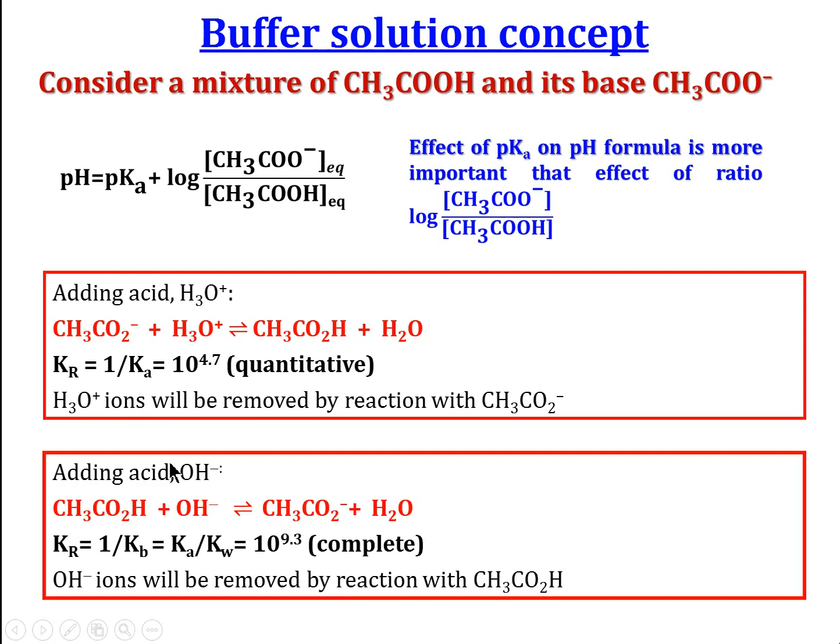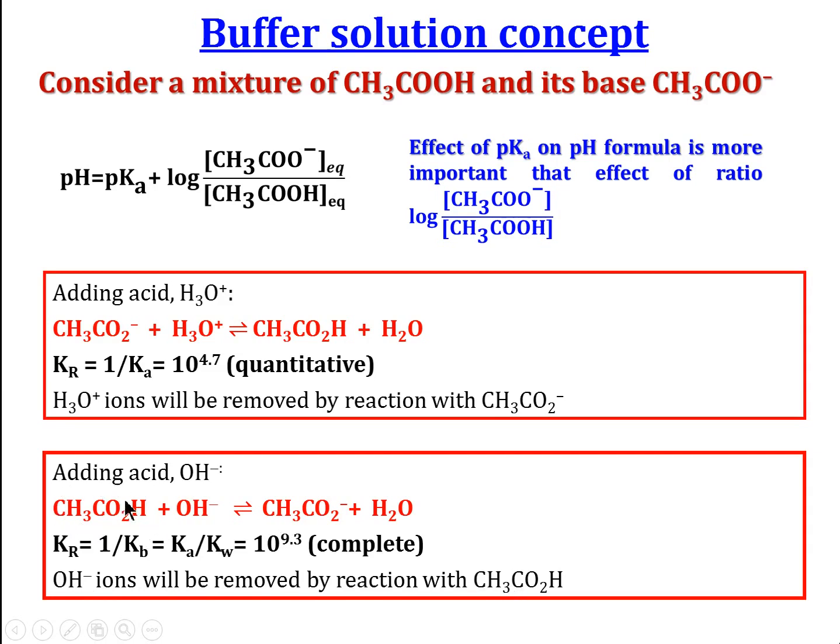What would happen when we add OH- to the buffer solution? In this case, the acid will react according to the following reaction, and K of the reaction is equal to 1 over Kb of the couple acetic acid/acetate, which equals Ka over Kw, equal to 10 to the power 9.3. K of the reaction is greater than 10 to the power 6. That means the reaction is complete, and the OH- will be removed by reaction with the acetic acid.